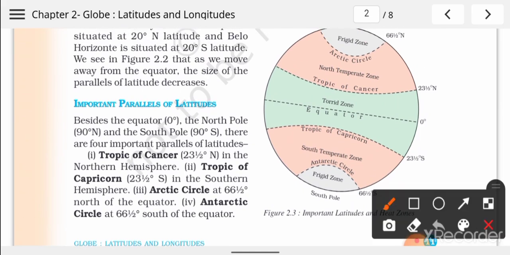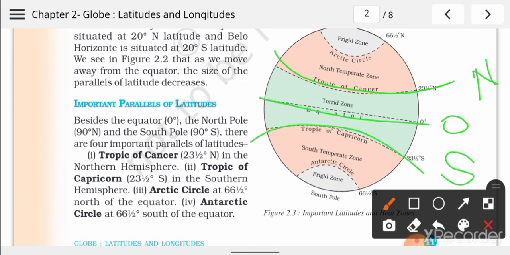You can locate them here. This is the equator, 0 degrees. The Tropic of Cancer is situated in the north, and the Tropic of Capricorn is situated in the south. This is the Antarctic Circle, situated in the southern hemisphere, and this is the Arctic Circle, situated in the northern hemisphere. They indicate the 66½ degrees on the globe. There are also 2 poles, north and south, called the freeze zone.